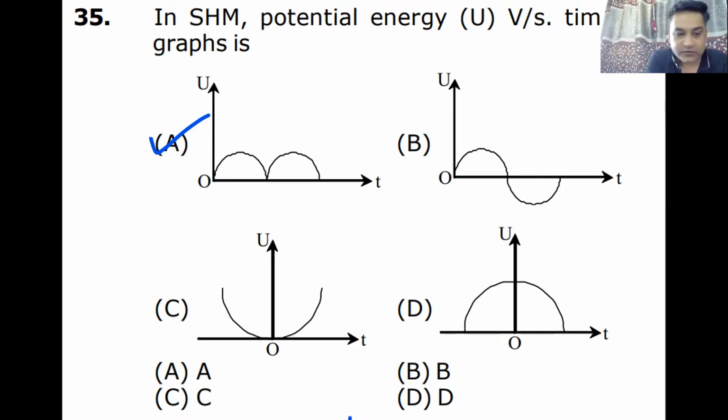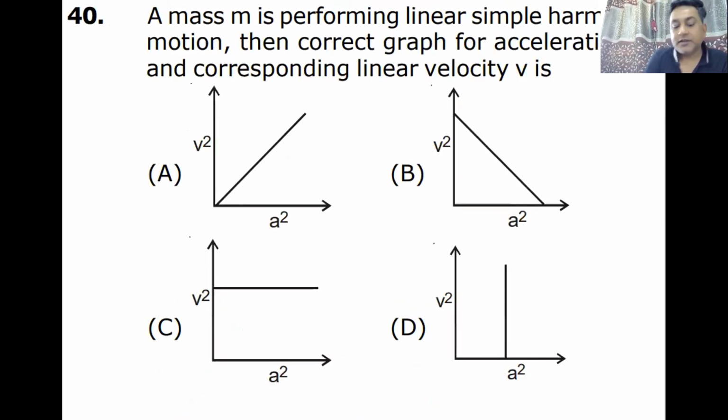Now comes the last question for today. And I hope that you can solve it for me. You have to tell me which is the graph of V square versus A square. Let's see who can give me this. If you apply just a bit of common sense, where is V maximum? Where is A maximum? When V increases, what happens with A? If you can remember that, you would be able to give me the answer for this one.